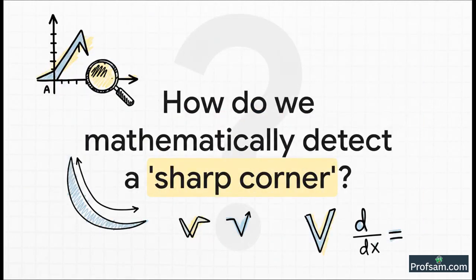Okay, this is great. We can see the corner with our eyes. But this is math. We need to be able to prove it. So how do we create a kind of mathematical sharp corner detector? Well, calculus gives us the perfect tools for the job.